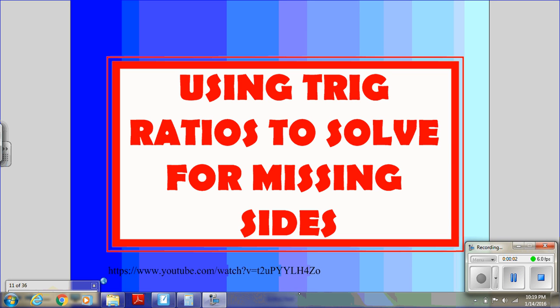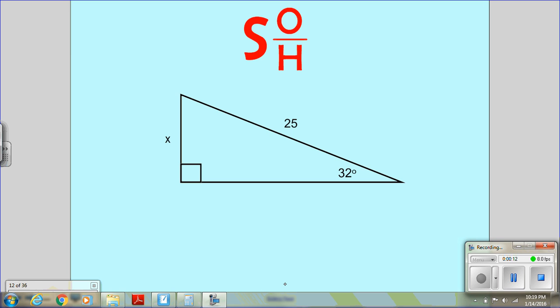Unit 7, Day 2 notes. Today we're going to talk about using trig ratios to solve for missing sides. From last class, we talked about all the three main trig ratios, sine, cosine, and tangent. And just to recap, sine, by definition, is opposite over hypotenuse.